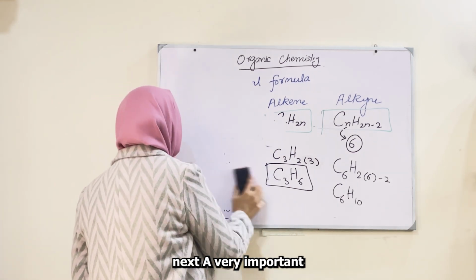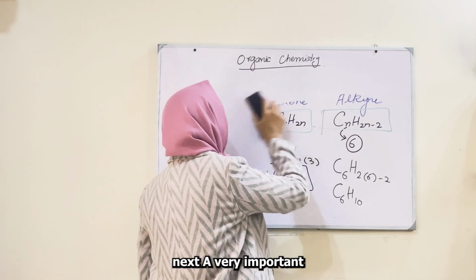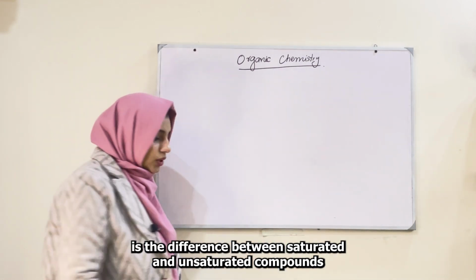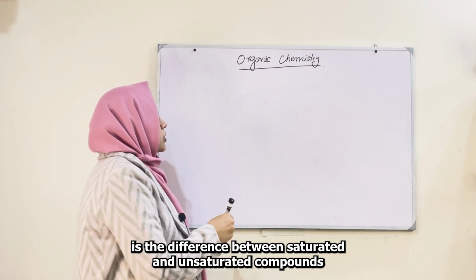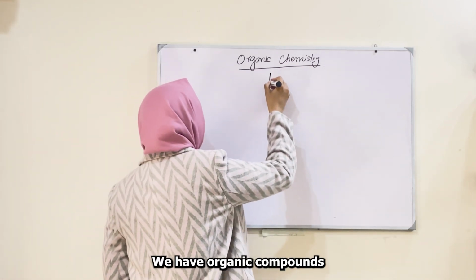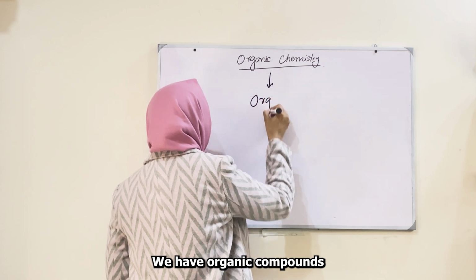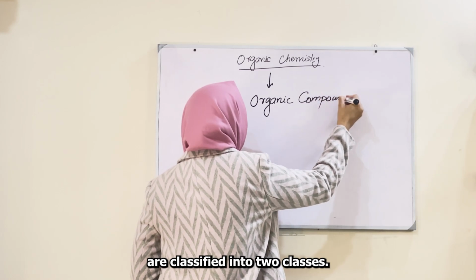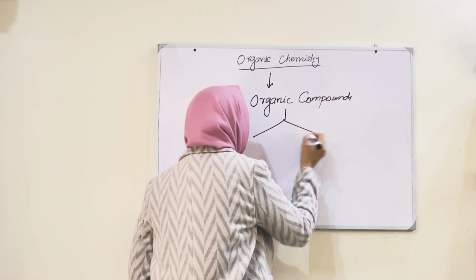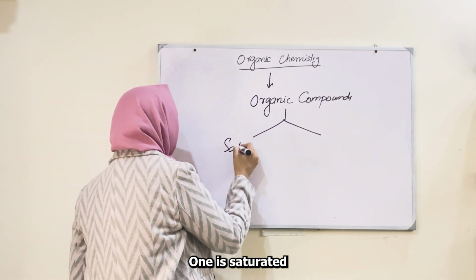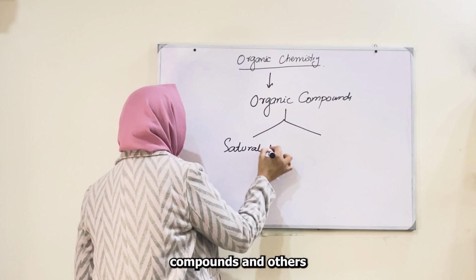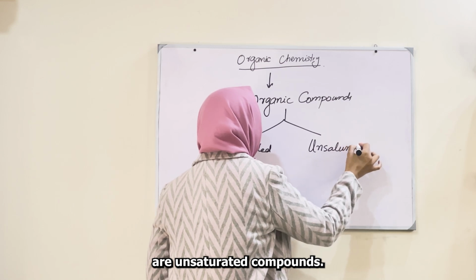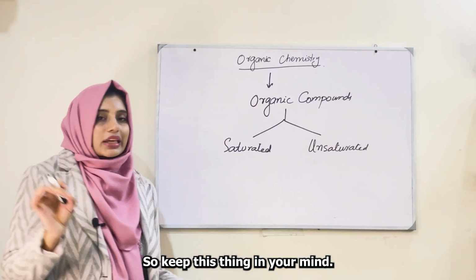Next, a very important concept that I am going to give you is the difference between saturated and unsaturated compounds. In organic chemistry, we have organic compounds, and those organic compounds are classified into two classes. One is saturated compounds and others are unsaturated compounds. So keep this thing in your mind.